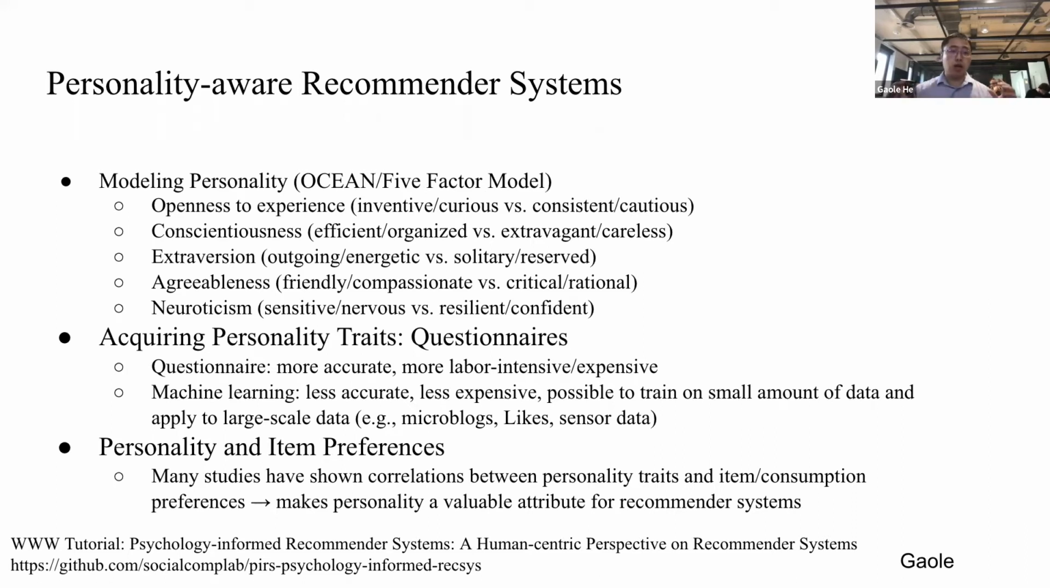That means maybe you have some user experience, like purchase history, and then use this to predict their personality traits. They find both have advantages. The machine learning approach is less expensive, possible to train on a small amount of data and apply to a large scale of data. That's an advantage, but we know it's less accurate, definitely. The questionnaire may be more accurate, but much more expensive, exactly.